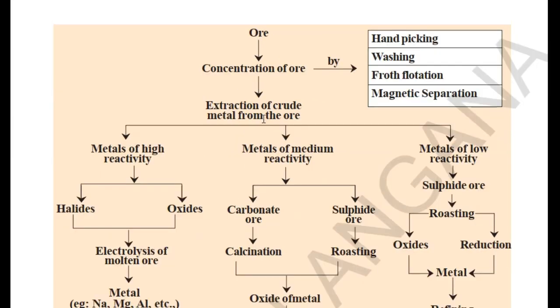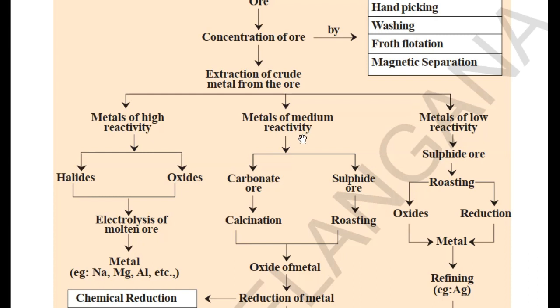First we saw ores. In the last video you saw hand picking, washing, flotation, magnetic separation. After that we have extraction. For highly reactive metals, like halides and oxides, they use the electrolysis process. We used a steel rod and graphite rod for that. For metals of medium reactivity, carbonates or sulfides, they use the processes of calcination and roasting. We will get metal oxides.